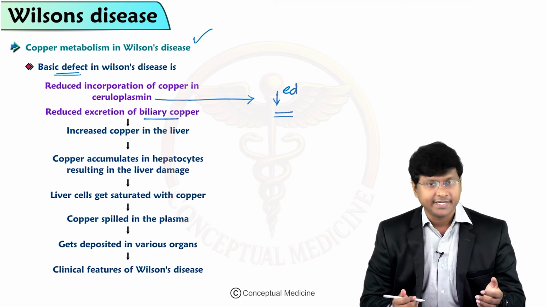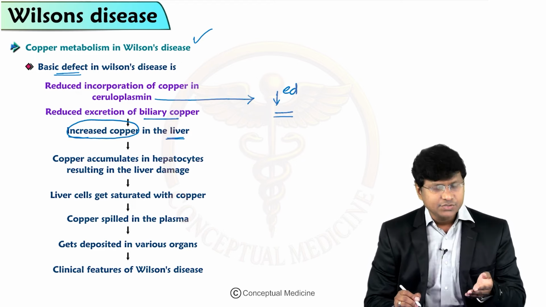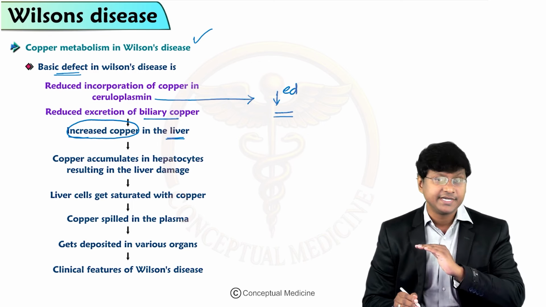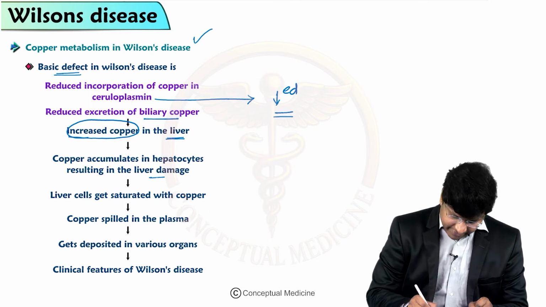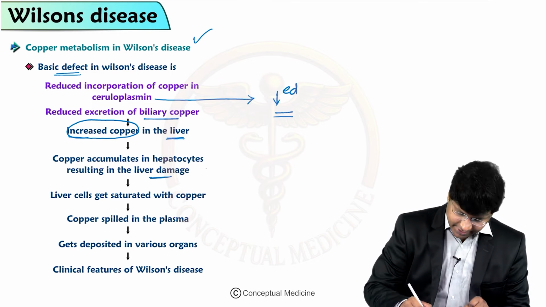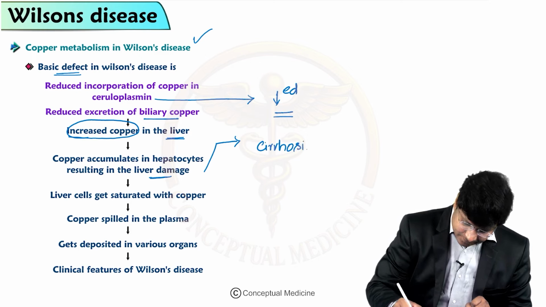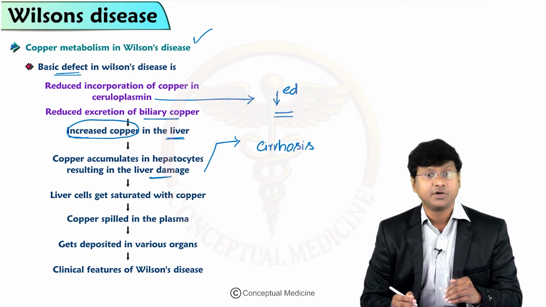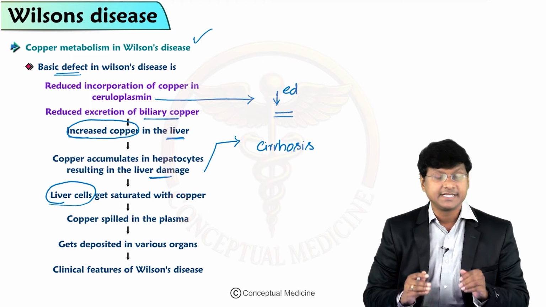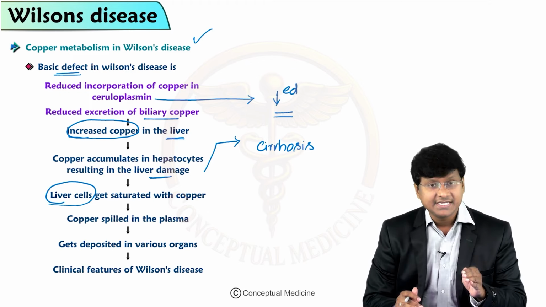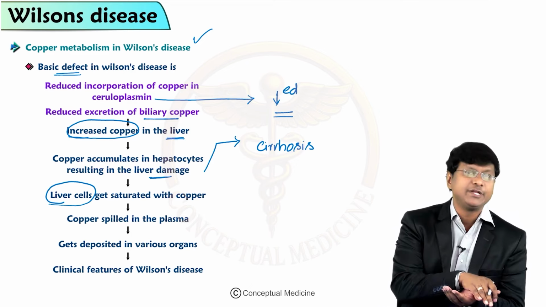So where will the copper get accumulated now? There will be increased copper in the liver itself. So copper accumulates in the hepatocytes, resulting in liver damage. And what will be the form of liver damage? The form of liver damage will be cirrhosis of liver. So at one point of time, the liver cells get saturated with copper. Once the liver cells get saturated with copper, then the copper starts spilling into the plasma.